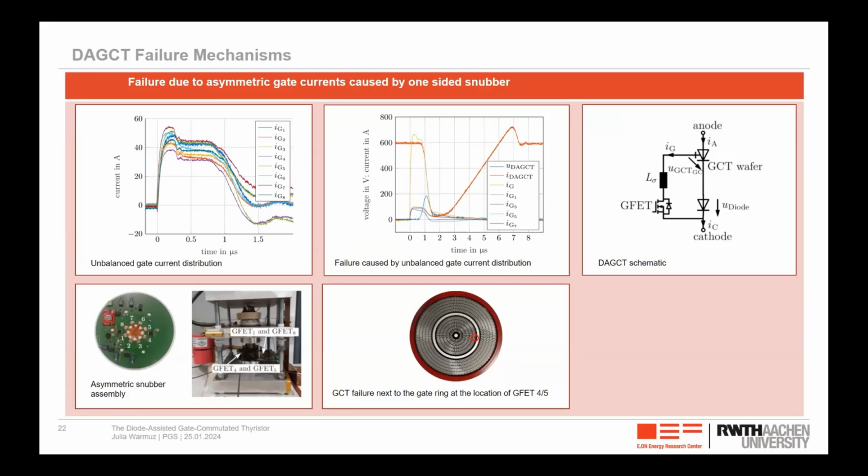failure always occurred here. Then I started to look more closely at all the different gate currents. So I measured the current across all these devices, and I figured out that there are always two currents that have a negative overshoot. What does negative overshoot mean?